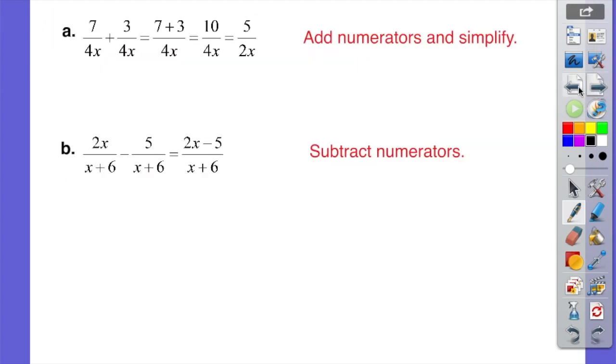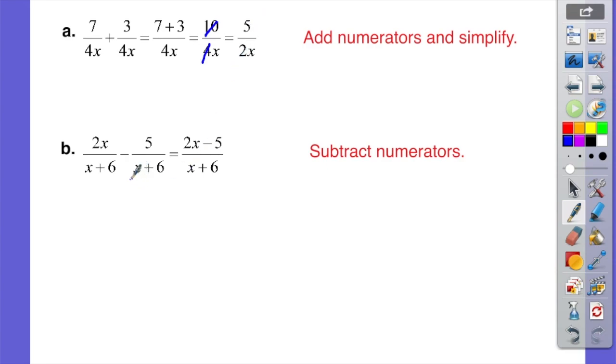Okay, so let's take a look at the polynomials. These are the examples that are in your book. 4x is the denominator, add the top. Now take a look at what they did here. So for this example, see how they reduced it? By 2. Divide everything by 2. That's how you got 5 over 2.